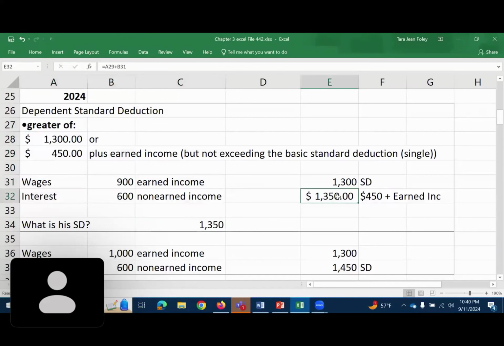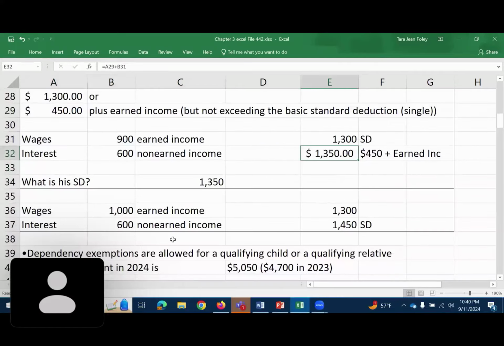Okay? Here's another example. My wages are $1,000. What is greater, $1,300 or $1,000 plus 450? The $1,000 is the earned income, and it's 450 plus the earned income. So 450 plus the earned income is $1,450. So my $1,450 is greater.